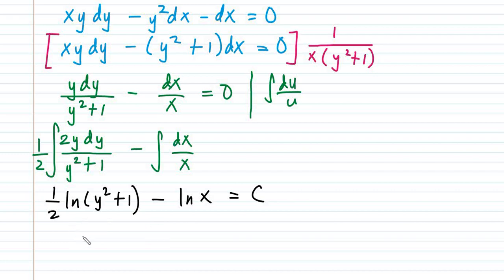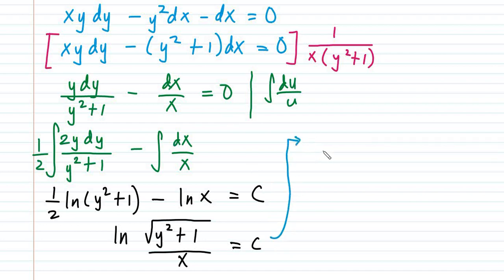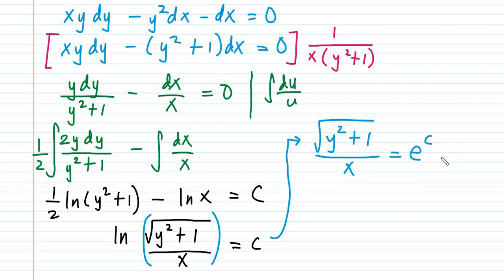Okay, we can still simplify this by combining the logarithms in the form square root of y squared plus 1 over x is equal to c. And as a further simplification, square root of y squared plus 1 over x will be equal to e raised to c, and e raised to c is still equal to c.